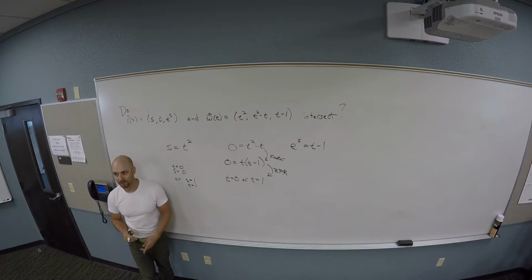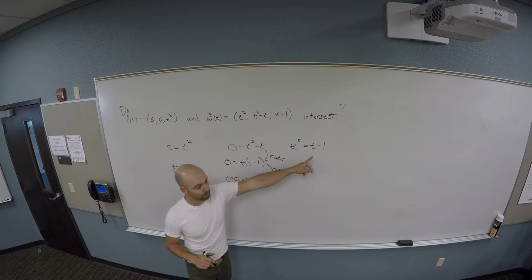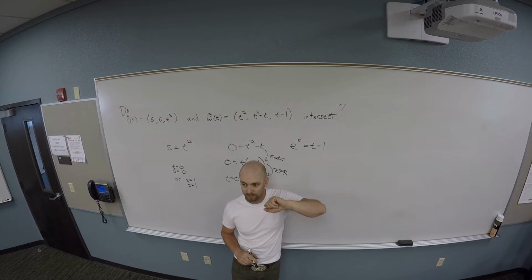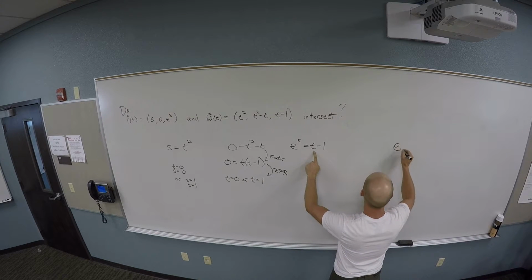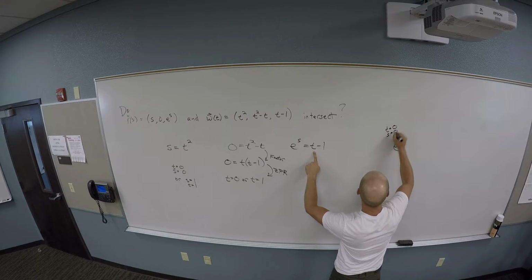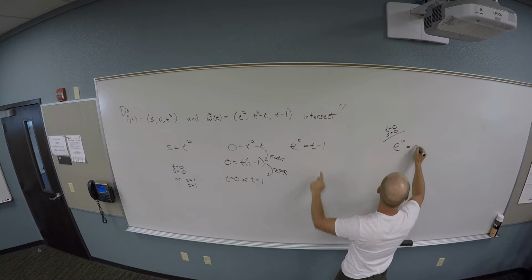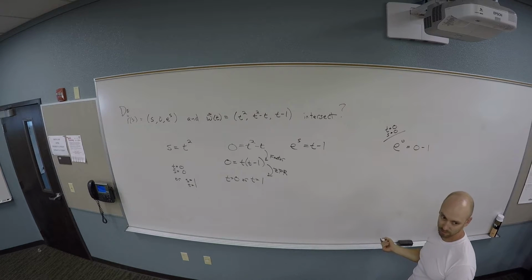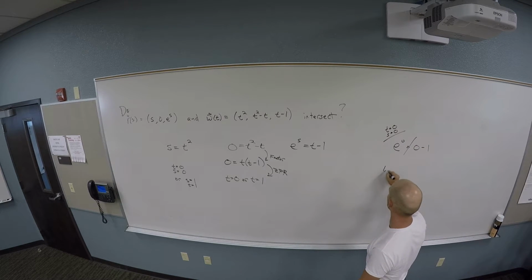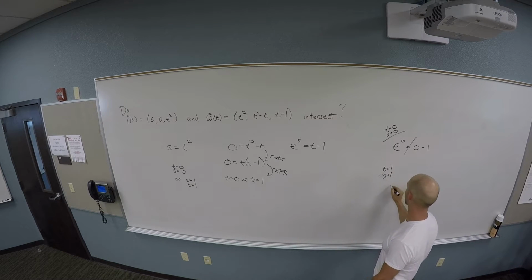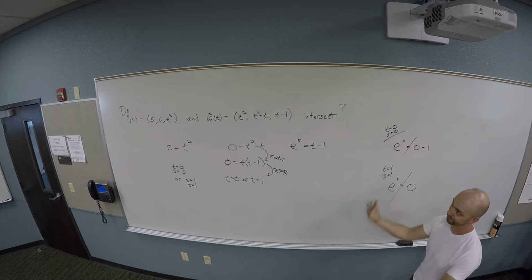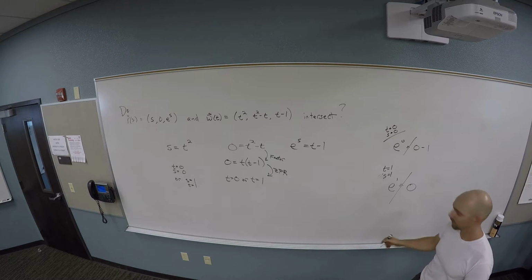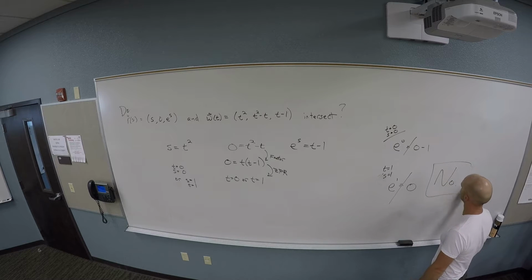And then I have to wonder, hey, do those work over here? I don't think so. Right? So when t is 0 and s is 0, that means e to the 0 is 0 minus 1? Nope. And when t is 1 and s is 1, I got e to the 1 is 0? Nope. No, they do not.